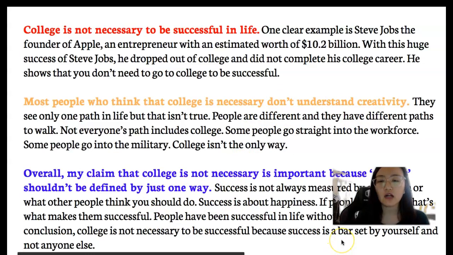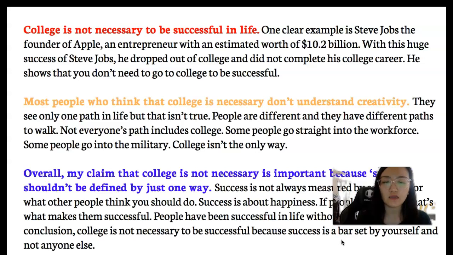"Overall, my claim is that college is not necessarily important because success shouldn't be defined by just one way. Success is not always measured by education or what other people think you should do. Success is about happiness. If people are happy, that's what makes them successful. People have been successful in life without going to college. In conclusion, college is not necessary to be successful because success is a bar you set by yourself and not anyone else." So these are very good argument writing.